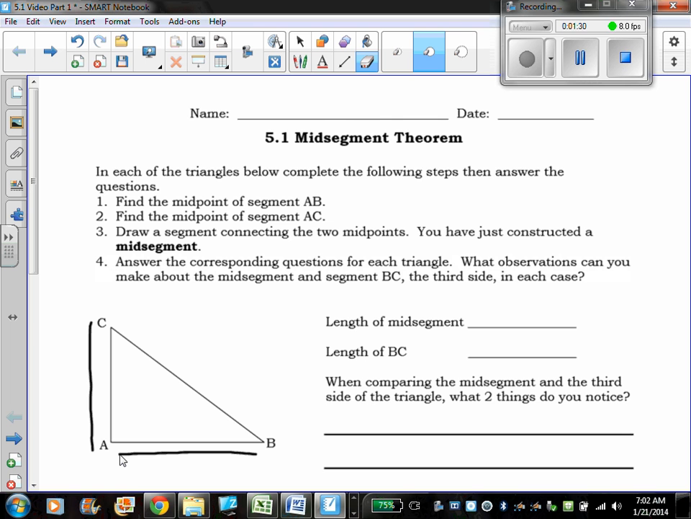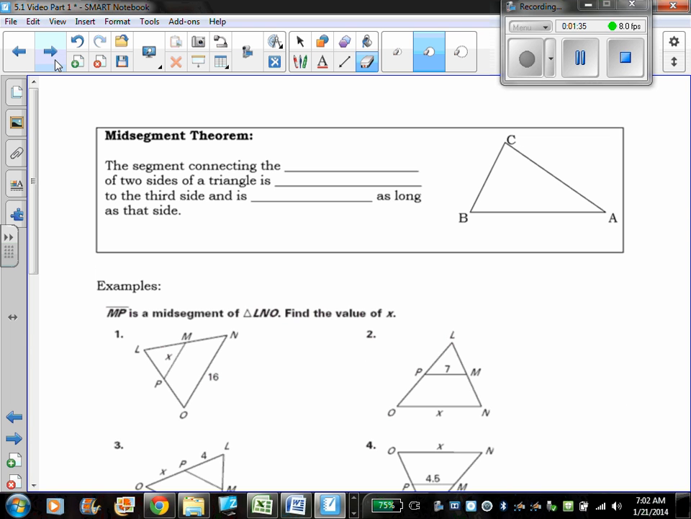Alright, hopefully you're back, and hopefully that means that you've completed the activity. Let's move on to the actual notes portion, which is on the back side of the sheet that you're using. So, the mid-segment theorem says that the segment connecting the midpoints of two sides of a triangle is parallel to the third side and is half as long as that side.